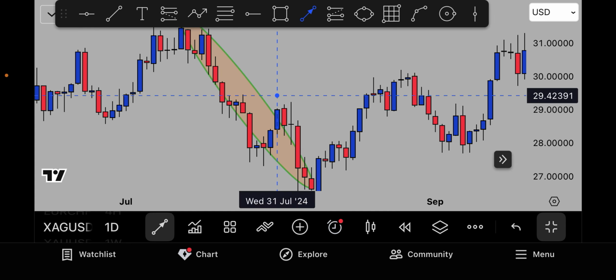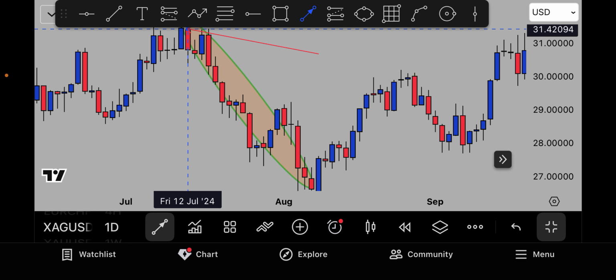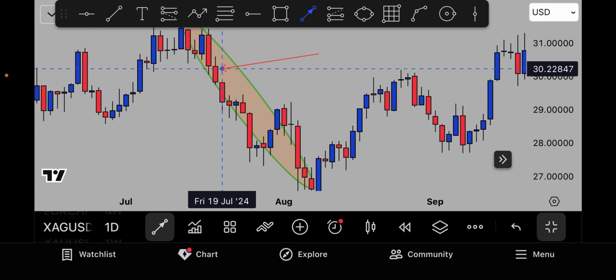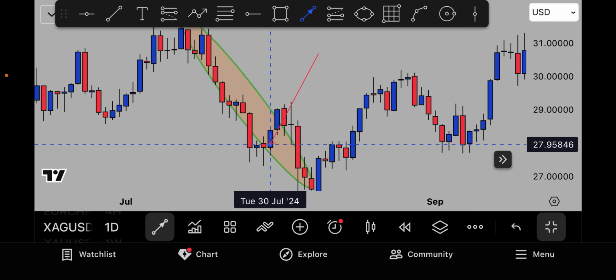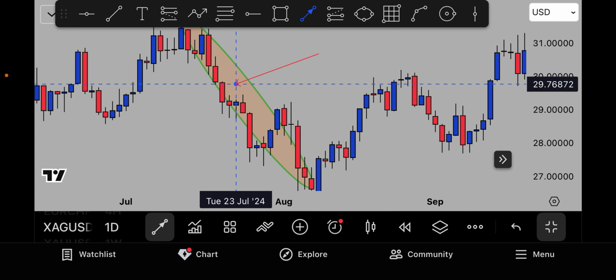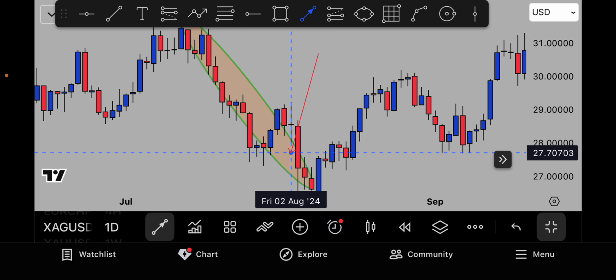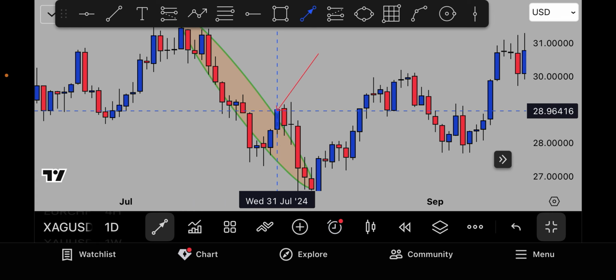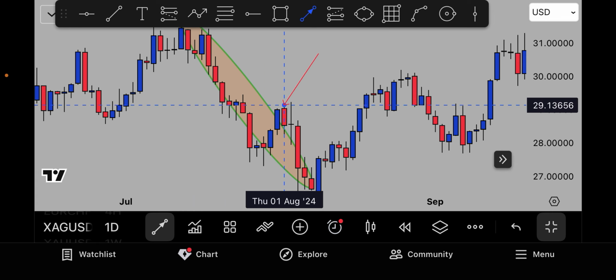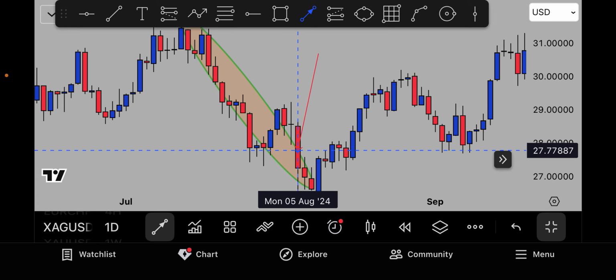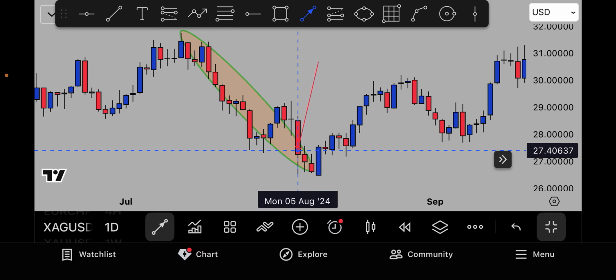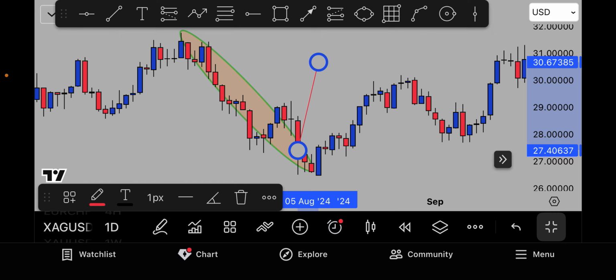For how long? Let's see. 1, 2, 3, 4, 5, 6, 7, 8, 9, 10, 11, 12, 13. For over 2 weeks, price has been going this way. This is confirming a bear market, okay? With lower lows and lower highs being made. Now, that's for another video.